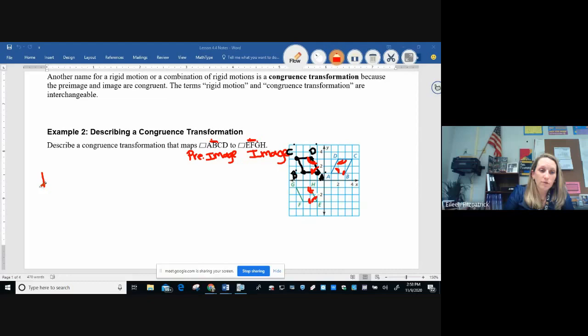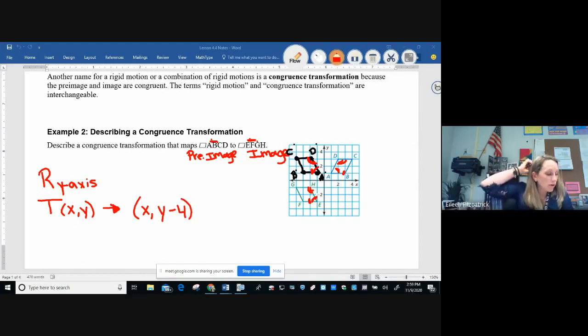So it looks like I reflected over the y-axis, and then I translated each point x comma y. It translated down 4 units. So it's y minus 4.